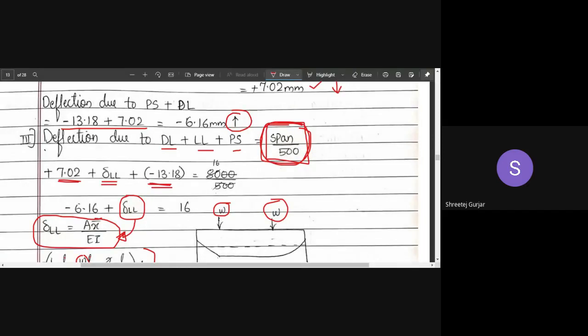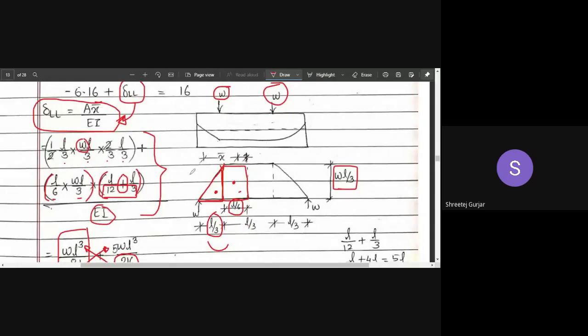Where it is confusing is this part. So how have we arrived at this WL by 3? Can anyone tell me how we have arrived at this WL by 3? WL by 3 is not given, right? We have to find out how we arrived at this particular value.